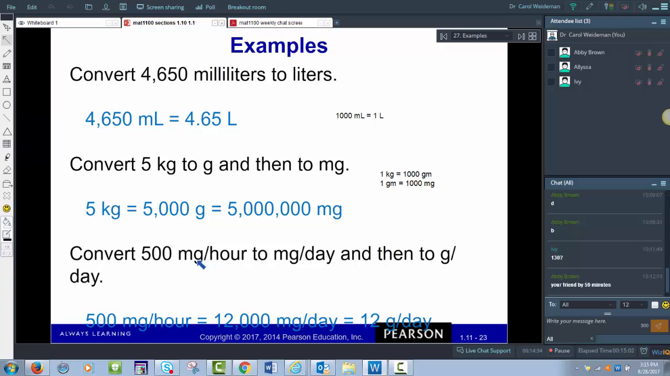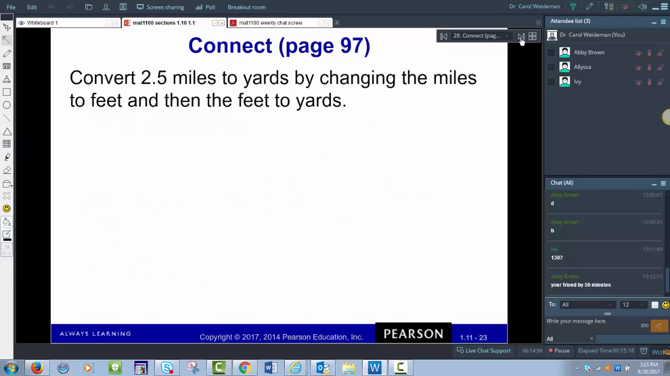You could almost think through this. Let's just think for a second here. 500 milligrams is a half of a gram. So every hour I get a half a gram. Every 2 hours I get 1 gram. And how many 2-hour segments are in a day? 12. So 12 grams per day. So there's another way to kind of rationally think through that one.